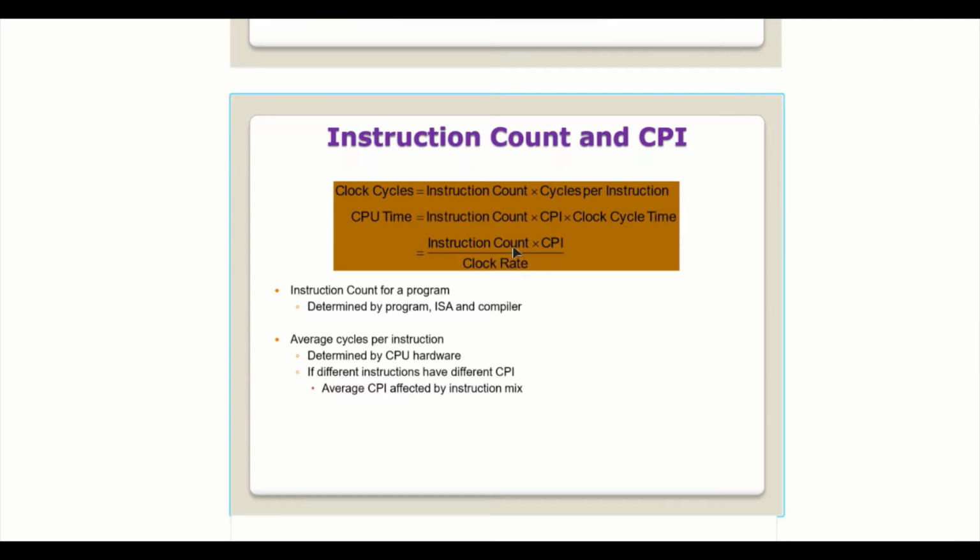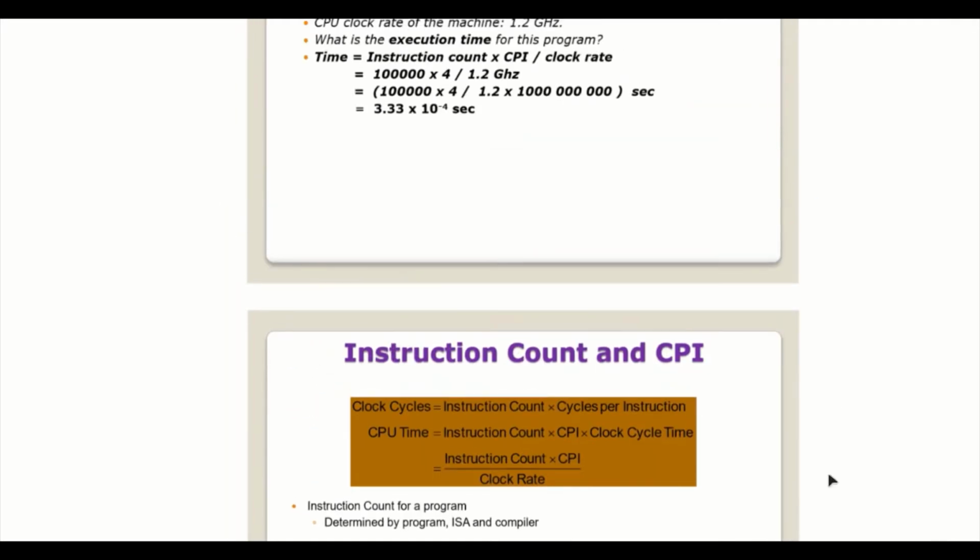this is the formula. Can you see? Instruction count multiplied by CPI divided by the clock rate. You already know that there is a reciprocal relationship between the clock cycle time and the clock rate, that is, the clock period and the clock rate. Okay, fine. So let's see one other exercise.